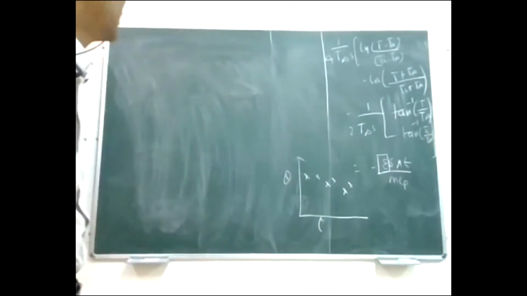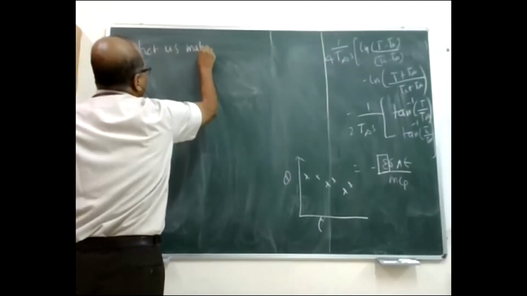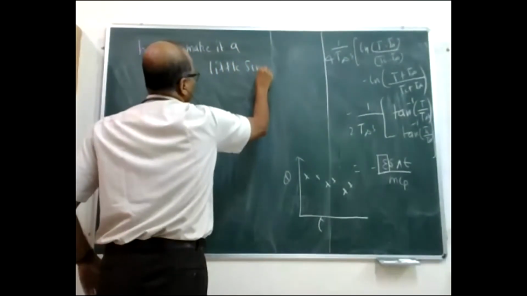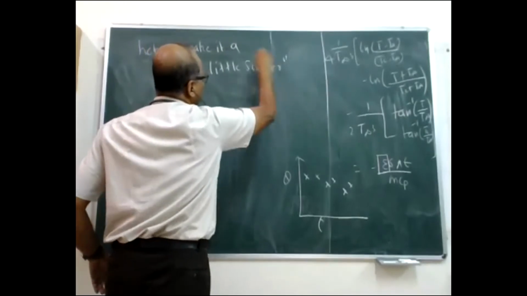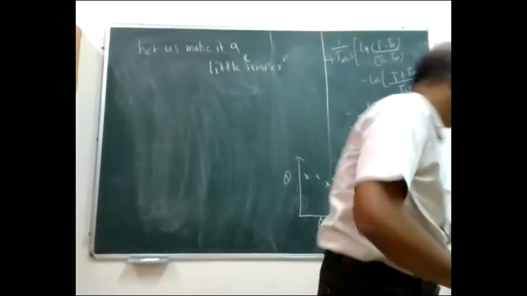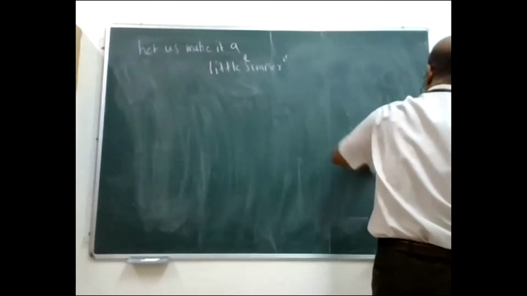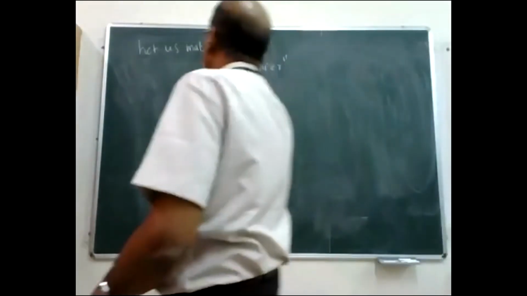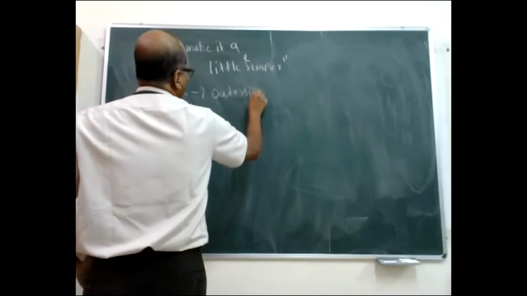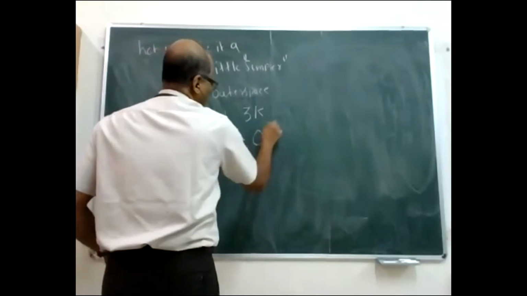All right. Now let us make it a little simpler. T infinity can be taken to be outer space. Outer space can be taken to be 3 Kelvin and approximated to 0 Kelvin.